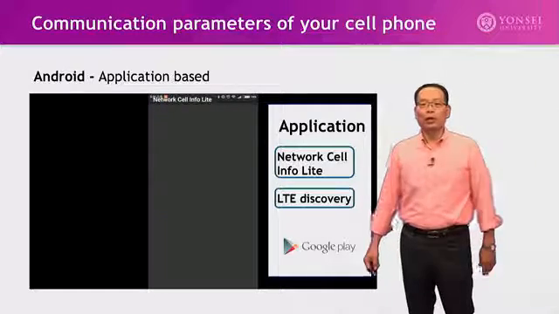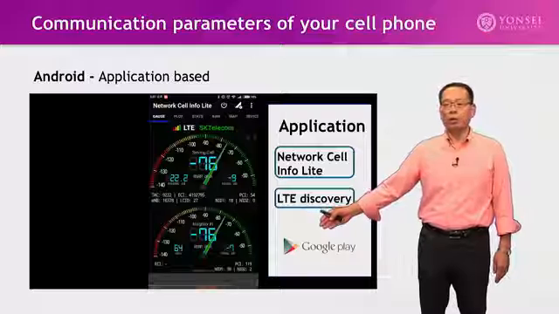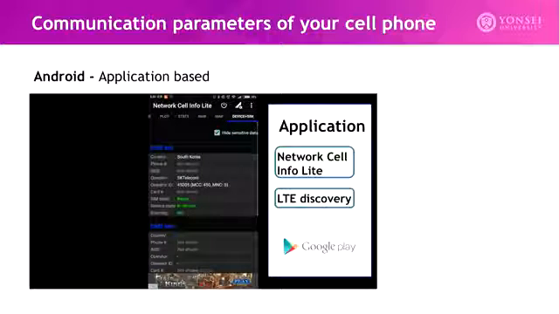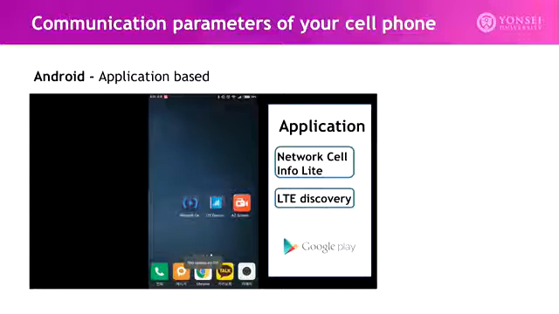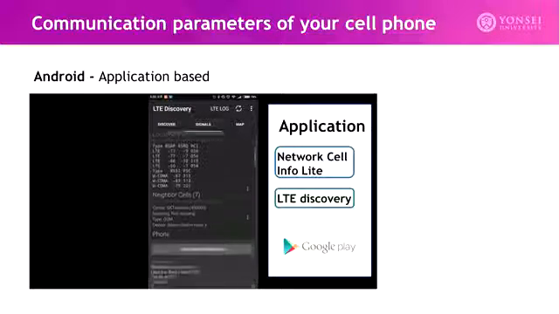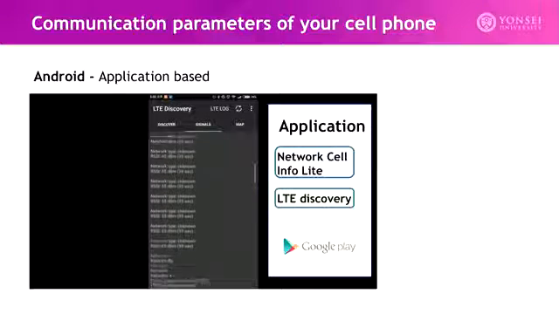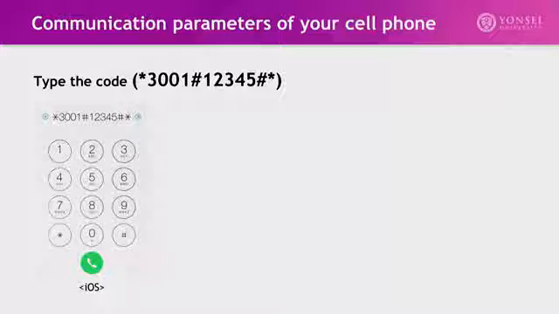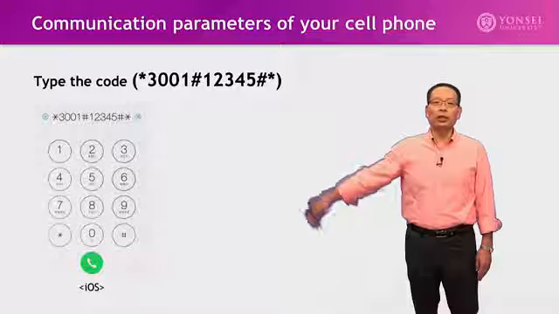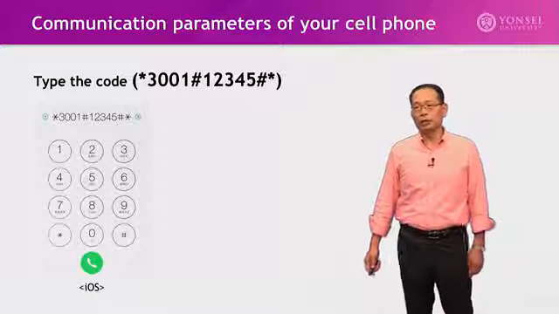If that doesn't work, you can try one of these two apps in your phone. Network Cell InfoLite and LTE Discovery. Actually, you can download these applications from the Google Play easily. Then you will also be able to see the same information. Finally, if you have an iPhone, type this code. Then you will also be able to see this information.